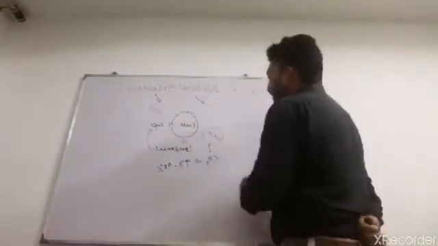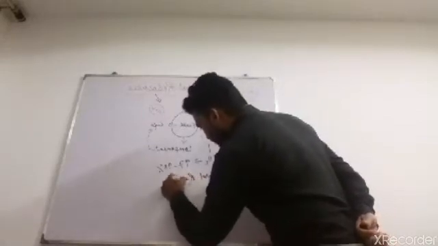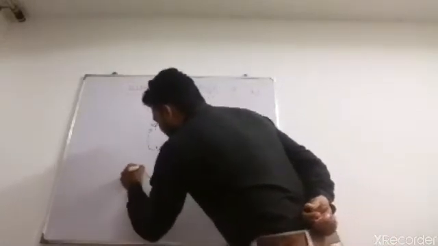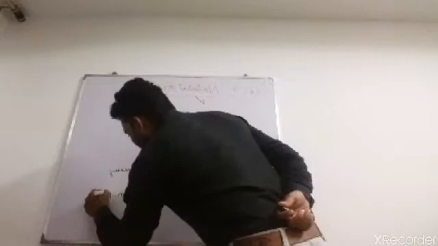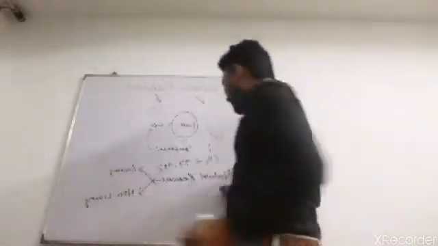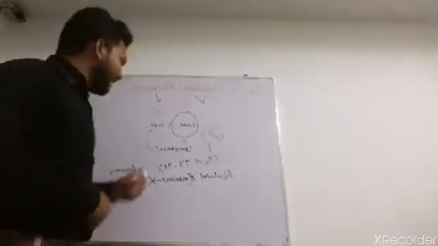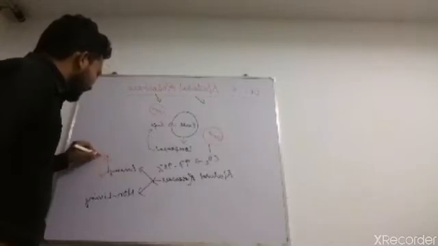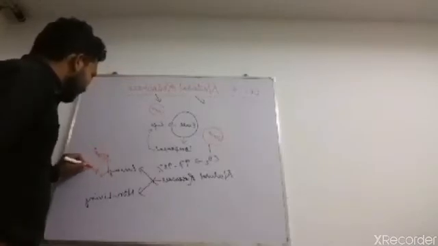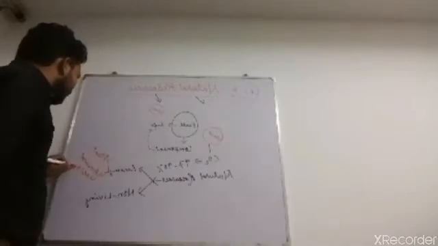So here we can write the natural resources. It can be living, it can be non-living. Now, what are the living natural resources? What are the non-living resources? If we talk about the living resources, the answer is one, plant, second, animal, third, the microorganism.